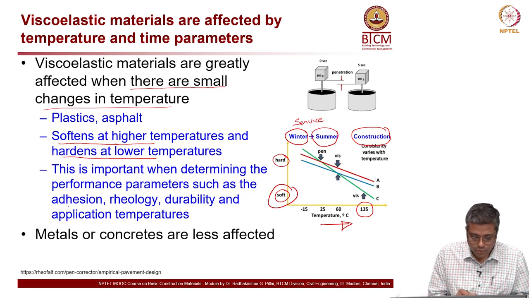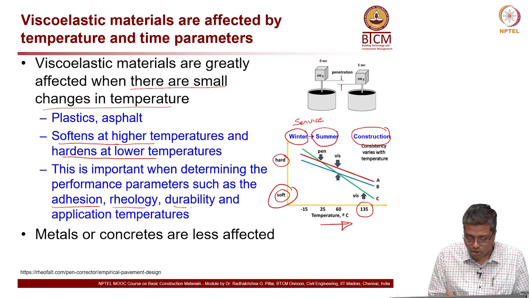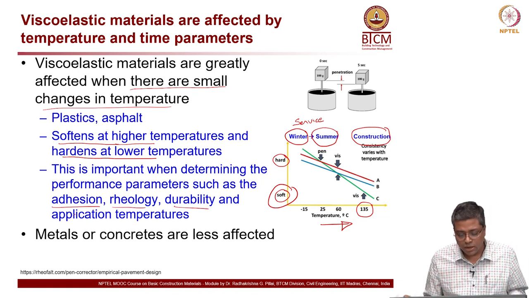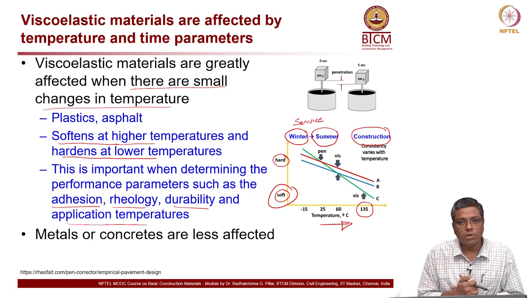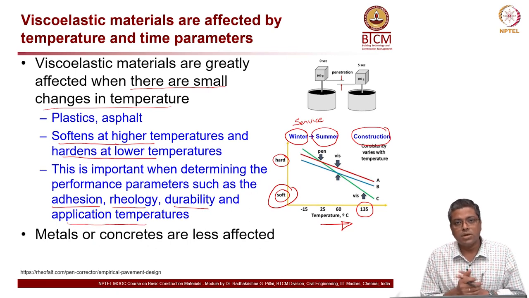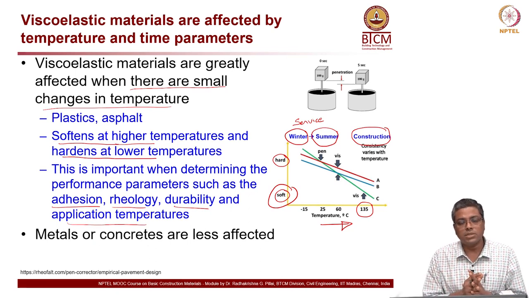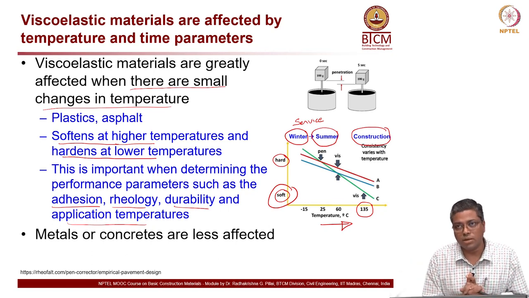Okay, so these parameters are important when we talk about adhesion, rheology, durability, and many other things. The temperature at the construction site or the ambient temperature conditions for the material throughout the year must be considered before you select a material.